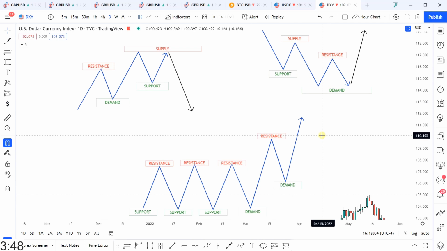They're closely related, but they're not the same. It's just as every dog is an animal, but not every animal is a dog. And this applies to supply and demand in relationship to support and resistance. All supply and demand are support and resistance, but not all support and resistance are supply and demand.